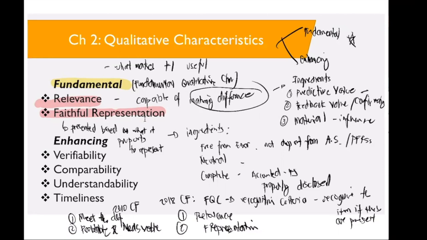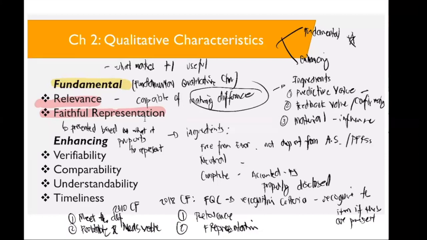Your verification does help us to depict whether a particular information is faithfully represented. Okay? So there must be a consensus that what is purported to be presented is properly represented. Kasi nga, kailangan faithful representation siya. So sa verification or verifiability, we need to at least enhance that particular faithful representation criteria. That if ever we can verify it, it means that it is really faithfully represented.